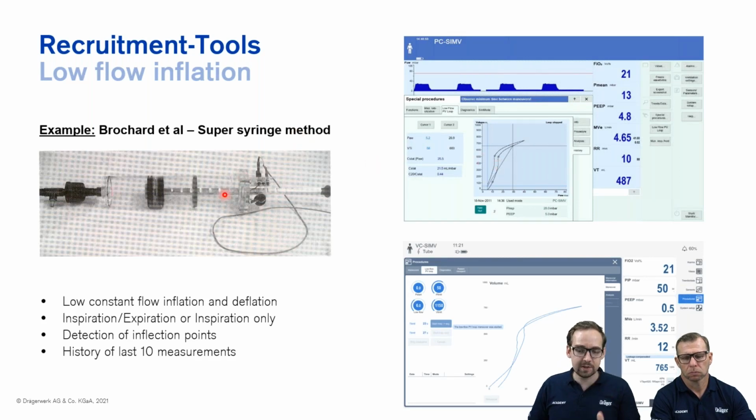Of course, the super syringe method is something which is very cumbersome. So we try to automate this with our devices, with our integrated low flow PV maneuver. If we are trying to mimic this procedure, of course, we still have a very low flow that we can set manually to then create this PV loop of the lung.